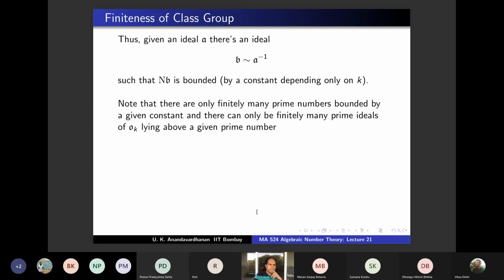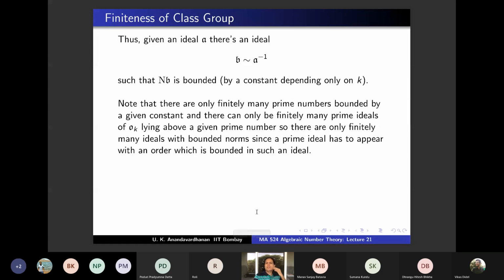And so there are only finitely many ideals with bounded norms, since a prime ideal has to appear with an order which is bounded in such an ideal, and this is where I'm a bit confused. I'm just worried whether the power I'm getting is correct or not. We will come back to it. Okay, but basically this is the proof. Let's discuss at the very end.